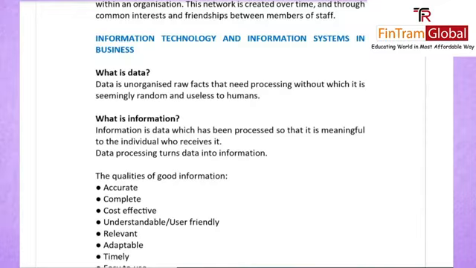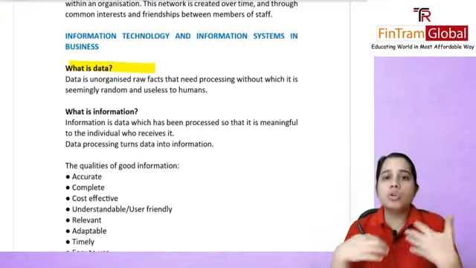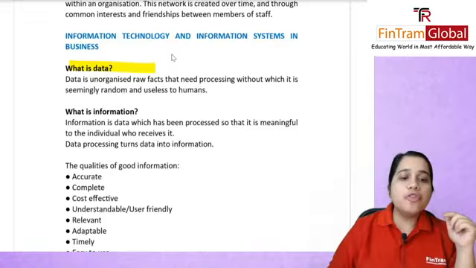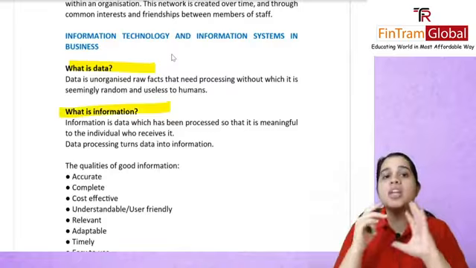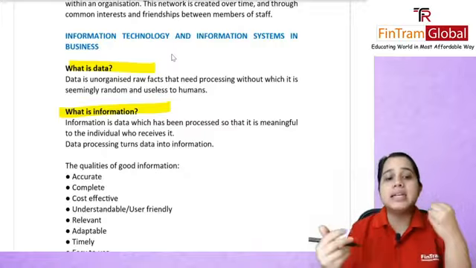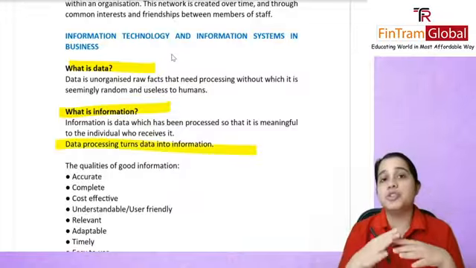In this session, if you remember, we had talked in detail about what is data, what is information, and various sorts of information systems that can be used by business. So let's start by understanding what is data. If you remember, what did we say? That data is unorganized raw facts that will need processing if you want to make some sense out of it. On its own, you can't really use data. After you process it, only then you'll be able to make sense out of it. Now, information is data which has been processed. Once you process your data, it becomes information, something that is now meaningful for you to make decisions. Data processing will turn data into information.